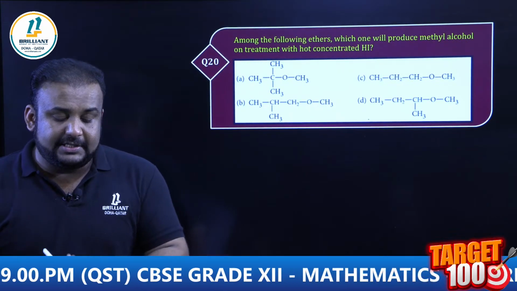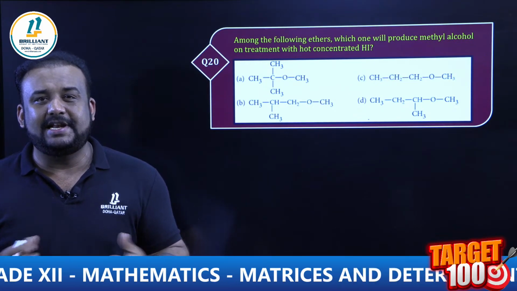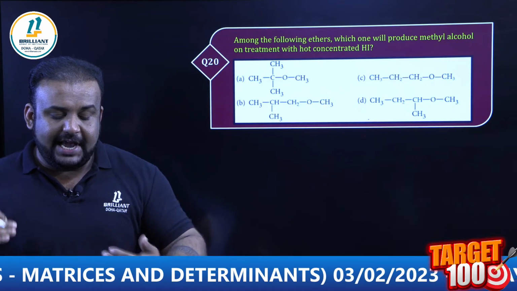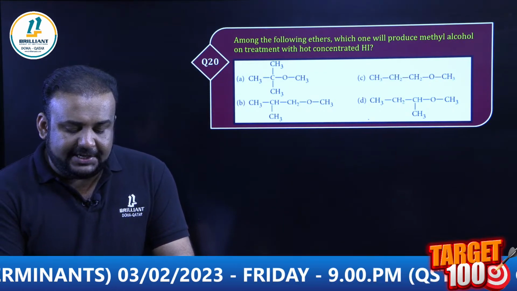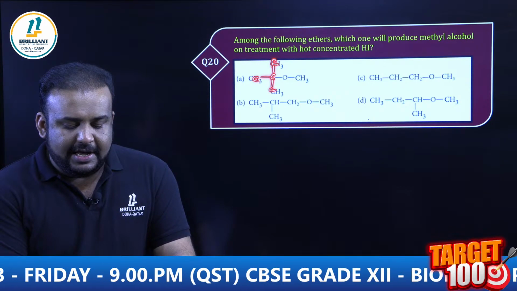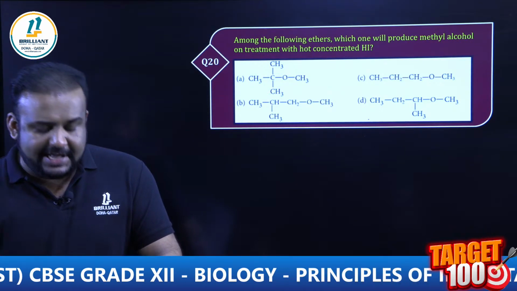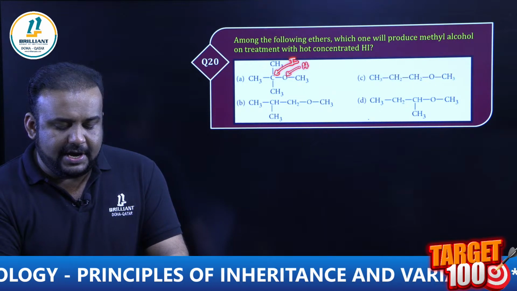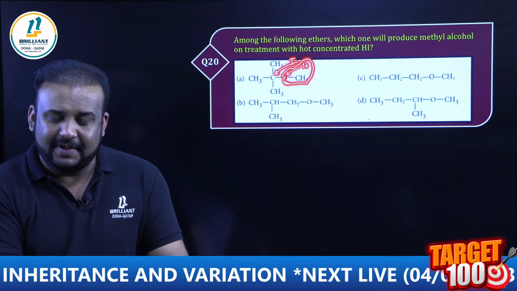Among the following ethers, which one will produce methyl alcohol on treatment with hot concentrated HI? Methyl alcohol. You want to get CH3OH. Okay, let's analyze. In the first ether, you can see that there is a tertiary group here. If there is a tertiary group, without having a second thought, you can say that the I minus is going to attack here and the H will go here. So you will get CH3OH in the first molecule itself.